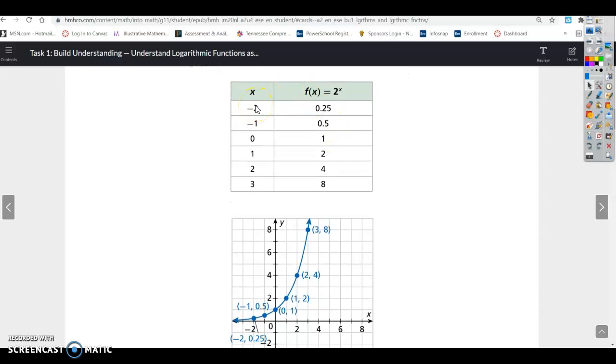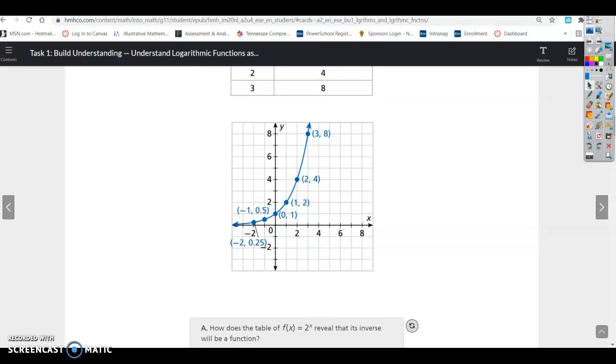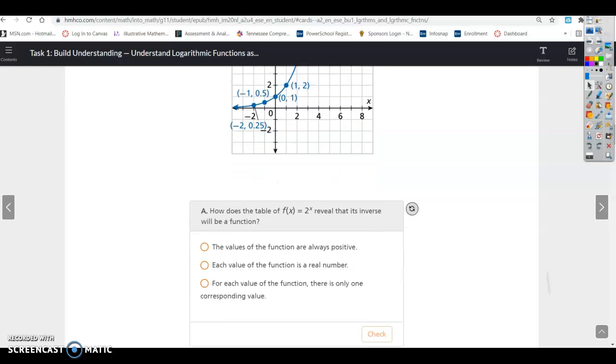So remember, x is your independent variable, so they chose values for x. And then when you plug these values in, you get the y value. The y value again is the f of x. Alright, so they've made a table of values, and then each ordered pair, each x and y value, can be graphed to sketch the curve. So this is the exponential graph of 2 to the x power.